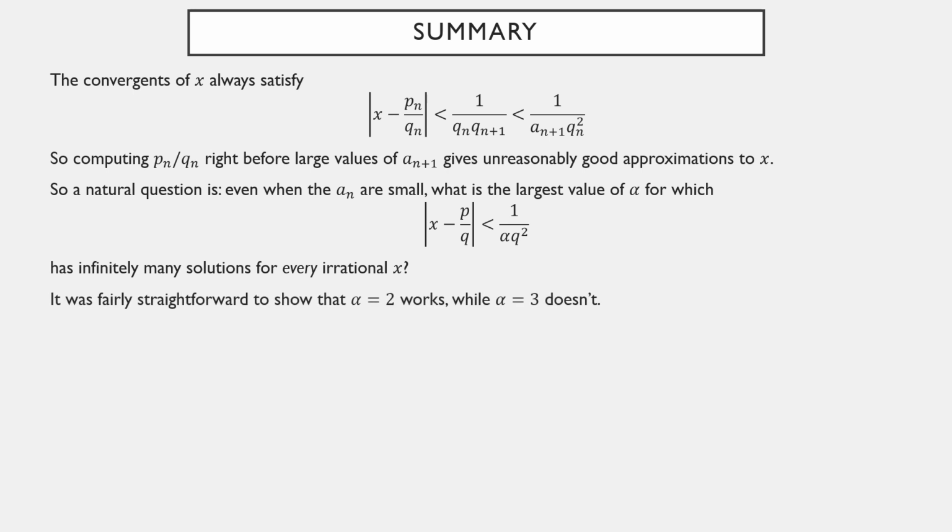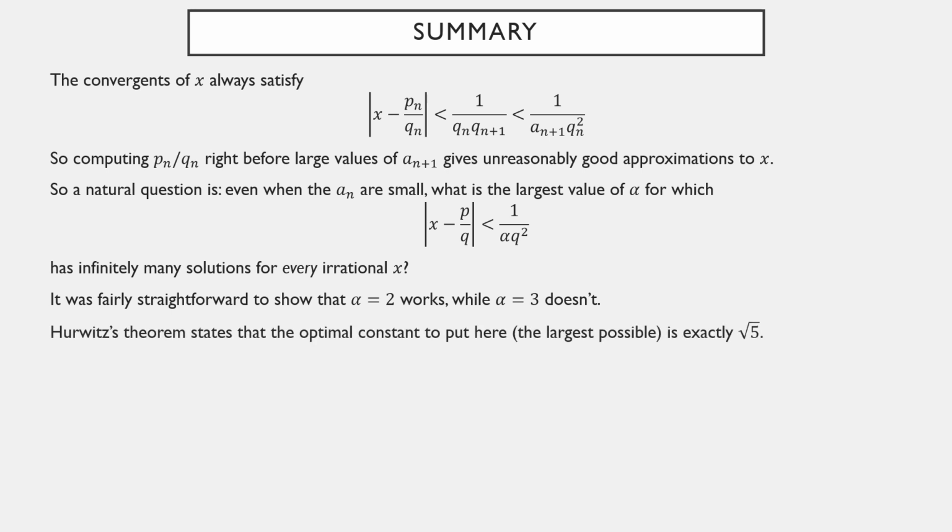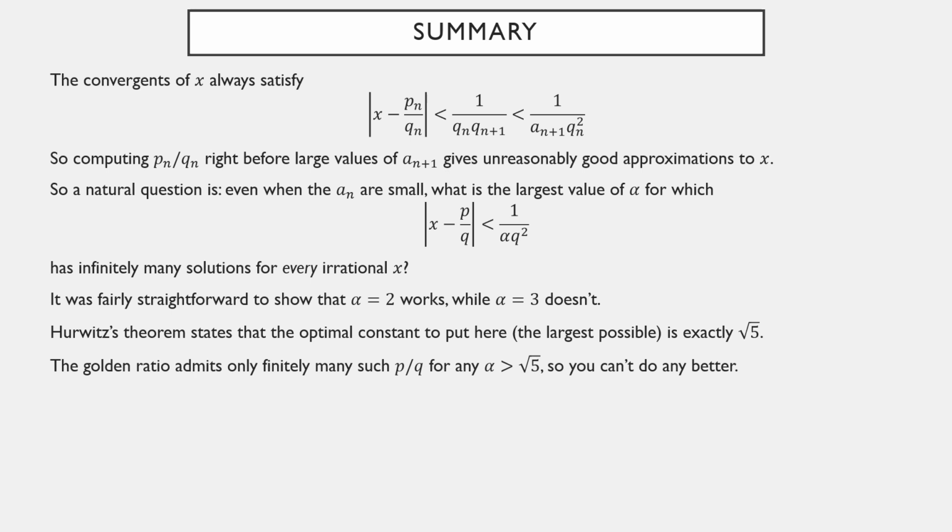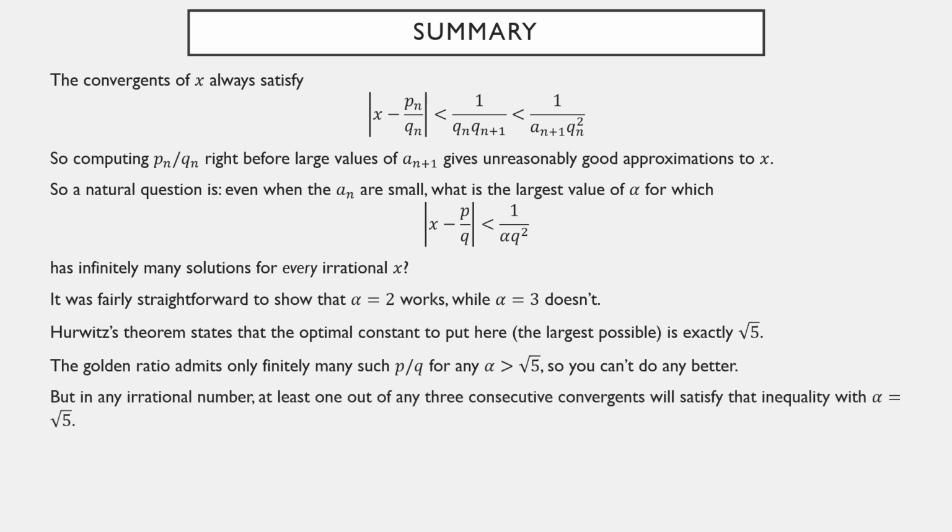It turned out to be relatively straightforward to show that plugging in alpha equals 2 does have infinitely many solutions for every irrational, but alpha equals 3 doesn't. Hurwitz's theorem gives an optimal constant to put there, root 5. The golden ratio, if you let alpha be bigger than root 5, will only have finitely many solutions. So if our goal is to find infinitely many solutions for every irrational, anything bigger than root 5 isn't going to work. But we did show that for any irrational number, out of any 3 consecutive convergents, at least one of them will satisfy that inequality when alpha equals root 5. Therefore, it will have infinitely many solutions.